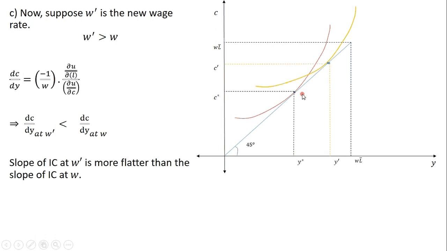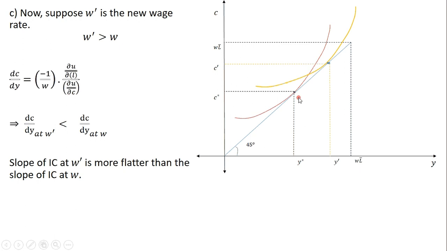We can see this yellow IC is flatter than this red IC. So the slope of the IC at W dash is flatter than the slope of the IC at W. We can clearly see that. From this analysis we can also say that the consumer is better off, because consumption and income both will increase.